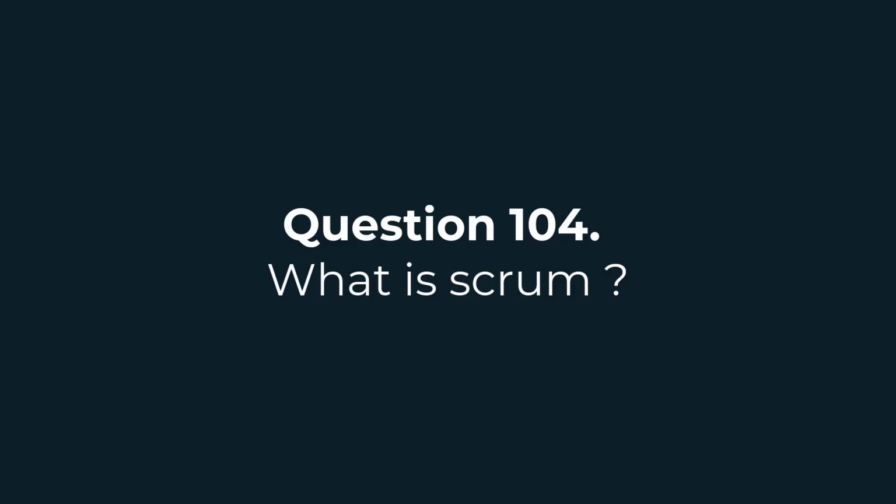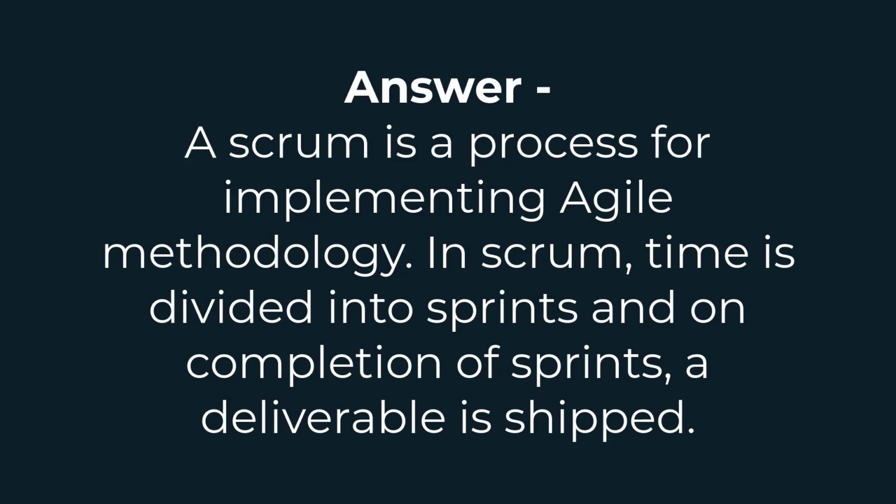Question 104. What is Scrum? Answer. A Scrum is a process for implementing Agile methodology. In Scrum, time is divided into sprints, and on completion of sprints, a deliverable is shipped.